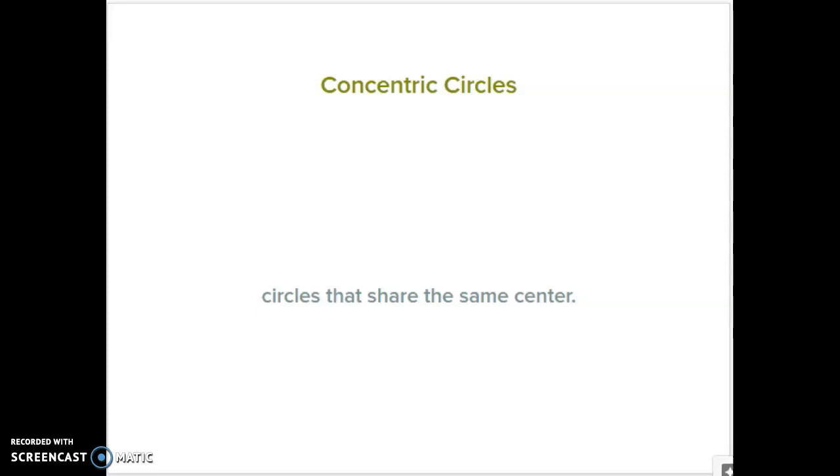Concentric circles. Concentric circles share the same center. Think about a donut. The donut has a hole in the middle, and then it has the outer edge. They share that same center.